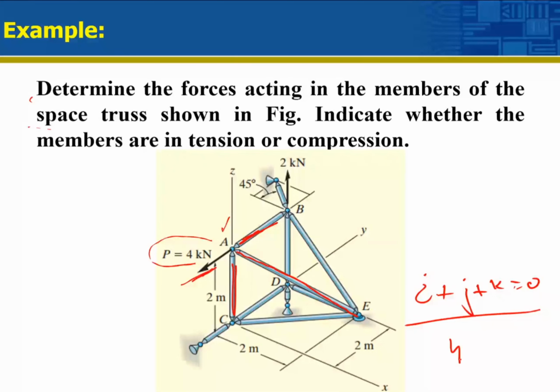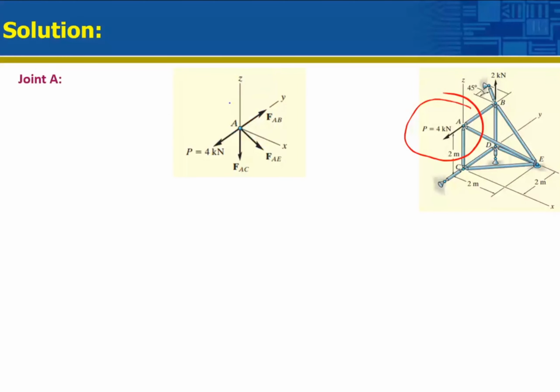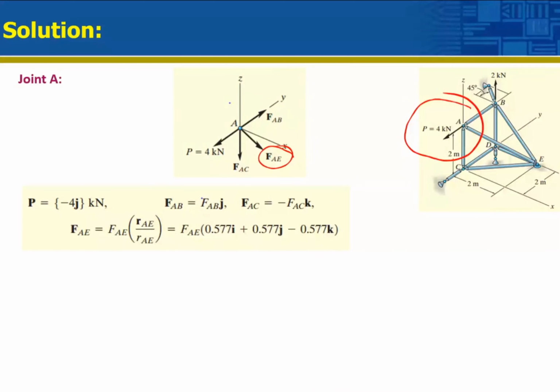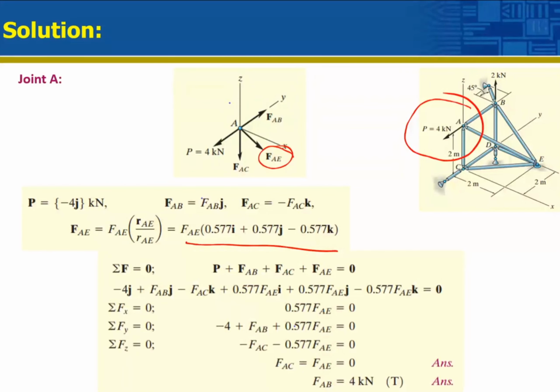So let's look in more detail. Vector AE. I need this in vector form. I'll get a unit vector. I get it in vector form. Once I've got vector form, sum the forces in x, y, z. What I've got is my AC, my AE, my AB, and the active force. Clear?